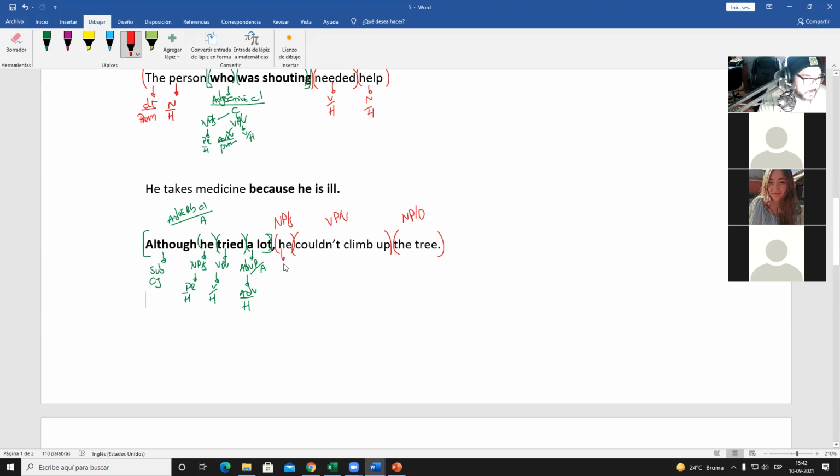The rest of this is really straightforward. I have my pronoun head, my auxiliary verb, pre-modifier, climb up. I believe it's a phrasal verb, therefore one single verb, verb head. And the tree is a determiner. And then a noun head. And that's it.